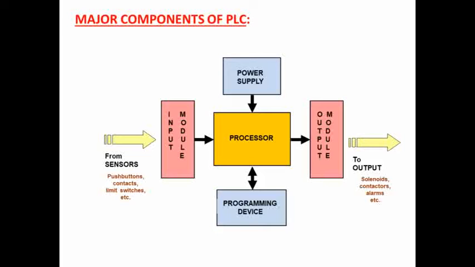The second block is the processor. Basically, CPU and processor are the same. General personal computers also have a CPU, and the CPU basically has 3 major parts, that is microprocessor, memory, and power supply. The CPU makes the decision and executes the control instruction based on the program instruction in the memory.